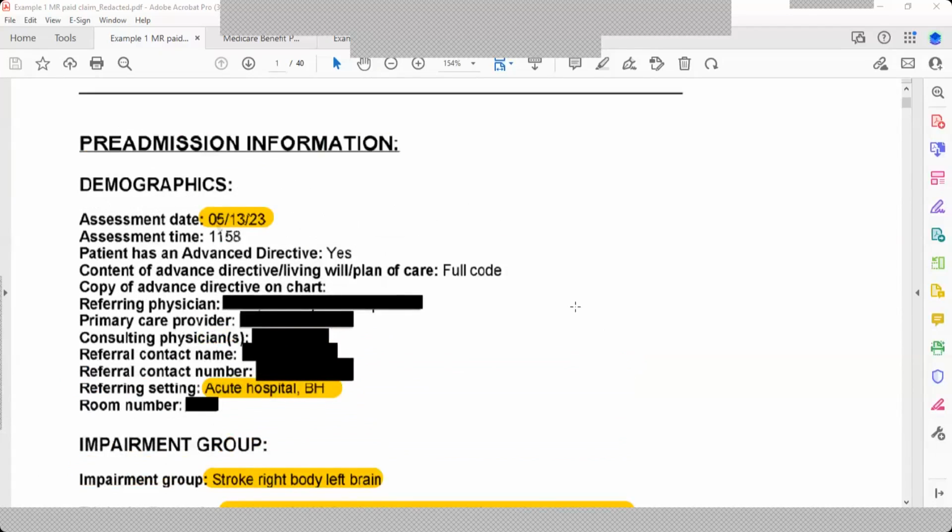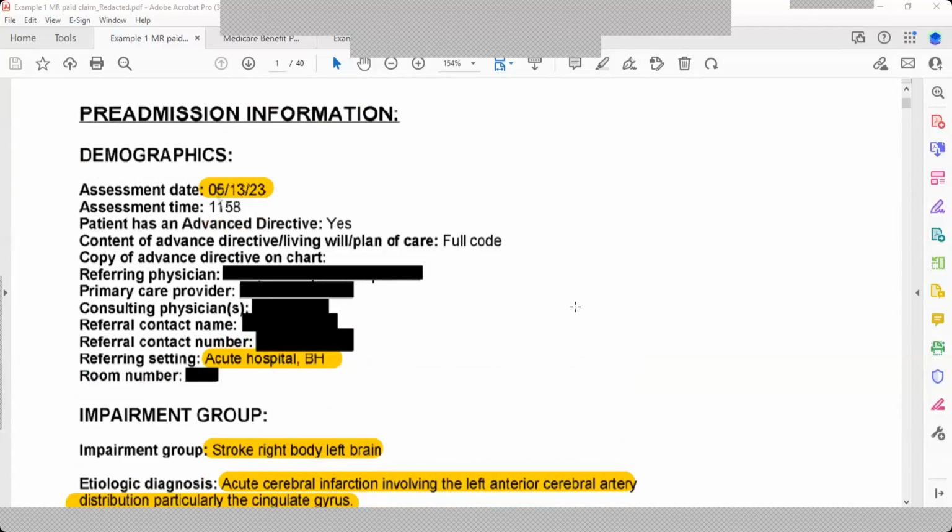Yes? I'm sorry, your documentation's not showing. Oh, okay. Sorry about that. Is it showing now? Nope, I'm only seeing a gray screen. Okay, let me see if I can switch that through. How about right now? Yes, perfect. Okay, sorry about that.